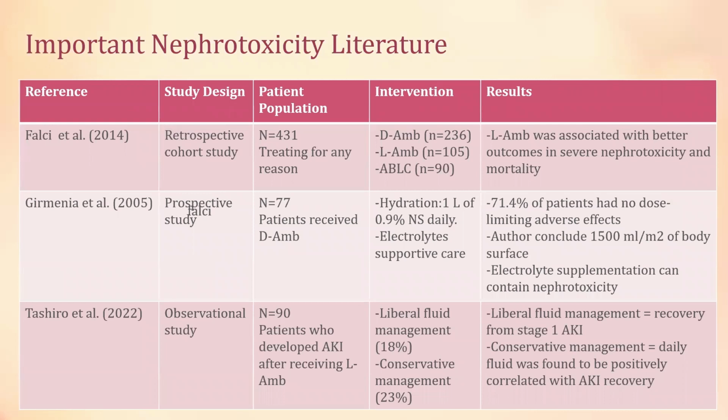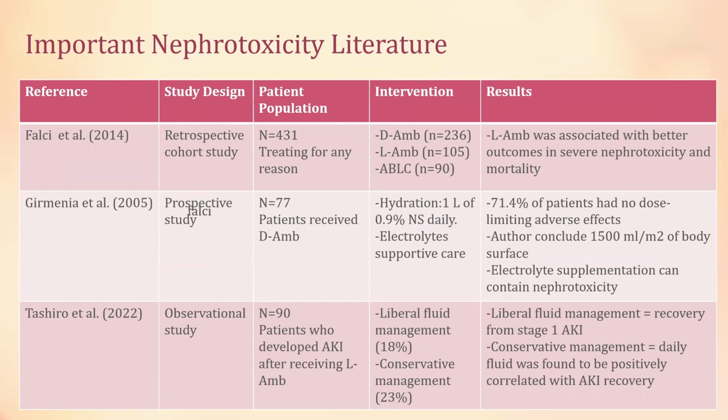Now, there is some important nephrotoxicity literature describing which amphotericin formulation to use. The first one is from Fauci and colleagues, who saw 431 patients, and there were 3 different interventions compared: liposomal amphotericin B, lipid complex amphotericin B, and conventional amphotericin B. He found that liposomal amphotericin B was associated with better outcomes in severe nephrotoxicity and mortality. As a result, liposomal amphotericin B is the preferred regimen.